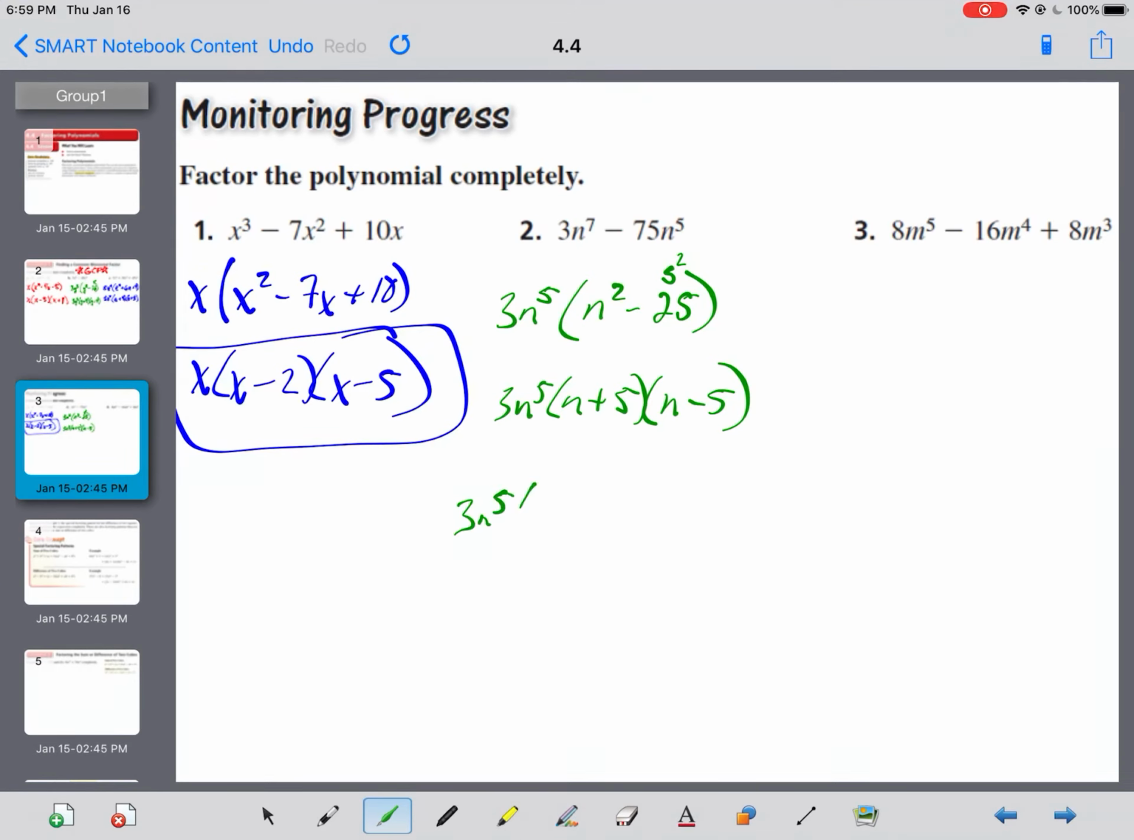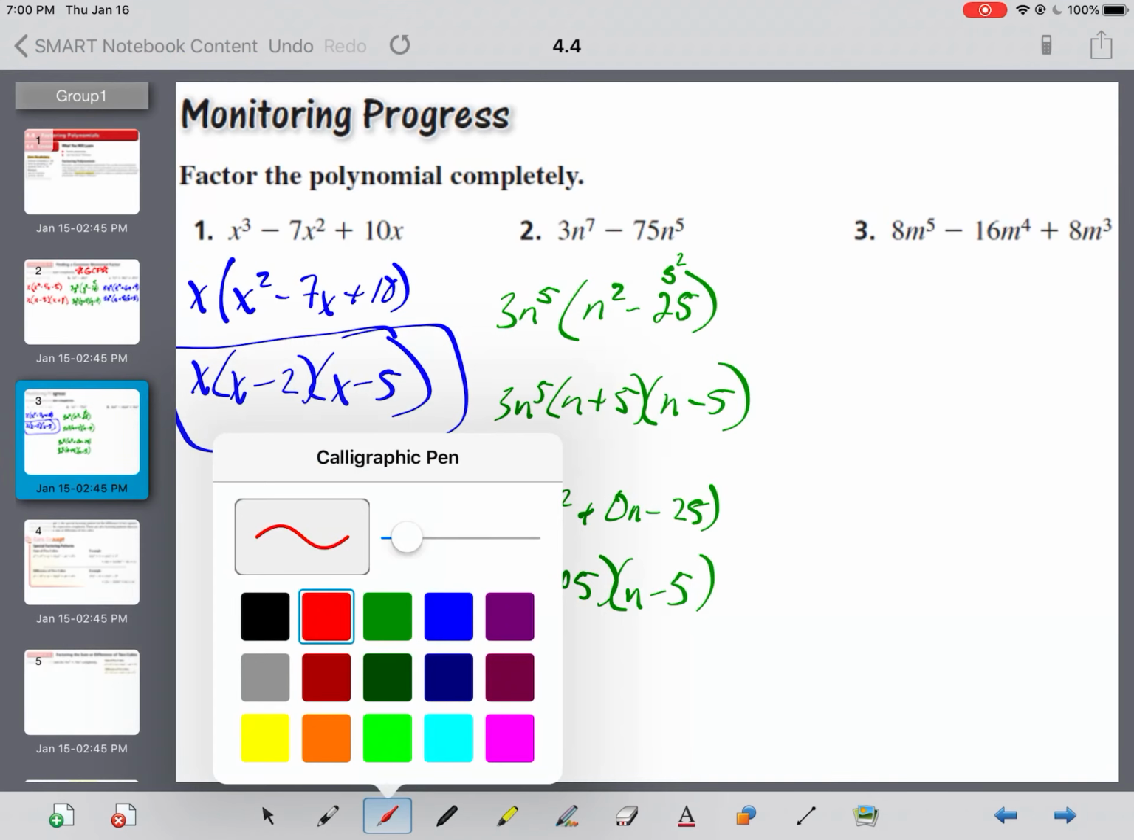If you needed to, 3n to the 5th times n squared plus 0n minus 25. And you go factors of 25 that subtract to 0. Well, 5 minus 5 gets you 0 if you need to do it in that manner. But learn the pattern. It's faster.